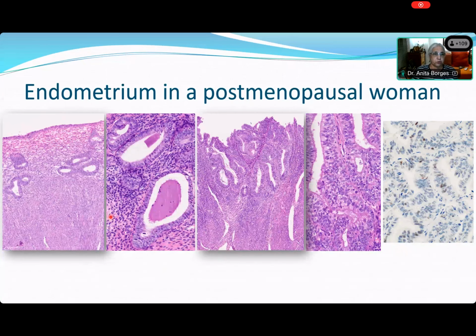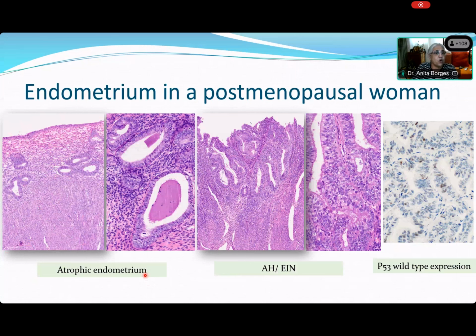Here is another endometrium in a postmenopausal woman. So what are you seeing in this first picture? Rupali, what's seen in this first picture? What is in the first picture? Come on now. First picture, second picture, atrophic endometrium.